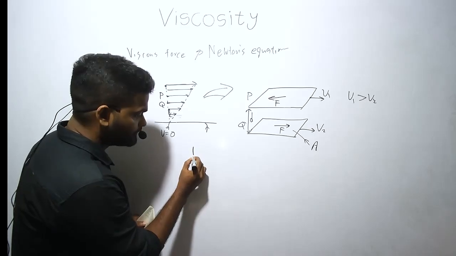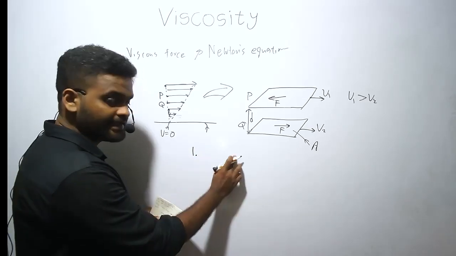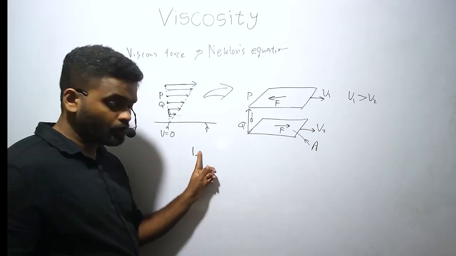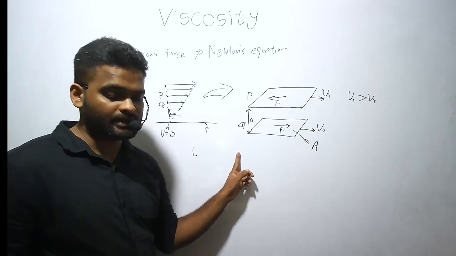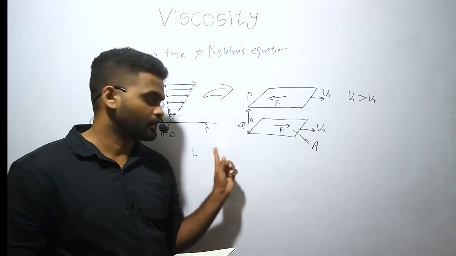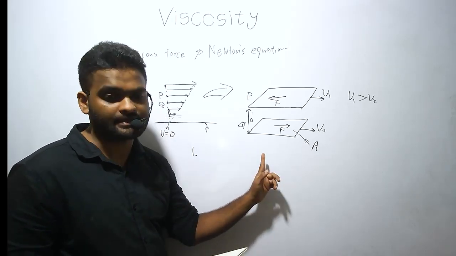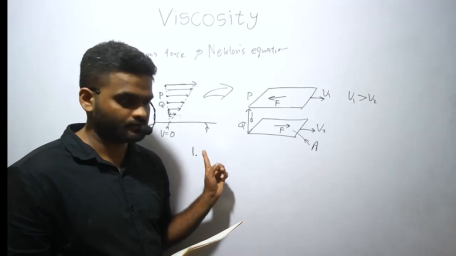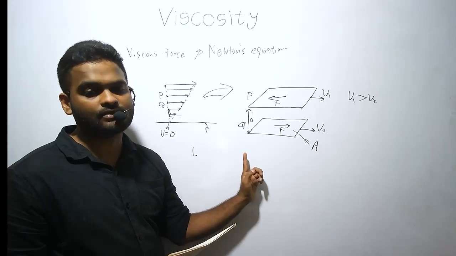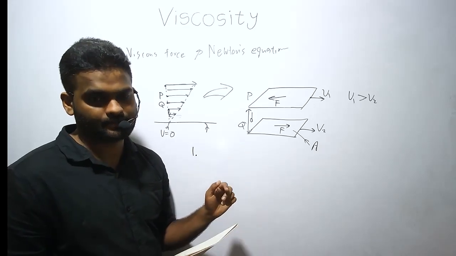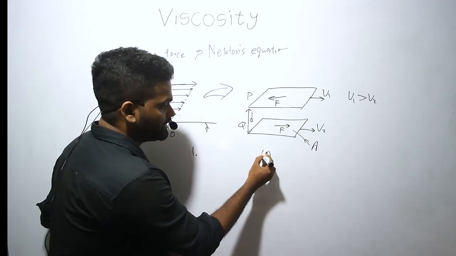Below that, first one, number one, common area in contact with liquid layers. Number one, common area in contact with liquid layers, within brackets, capital A.